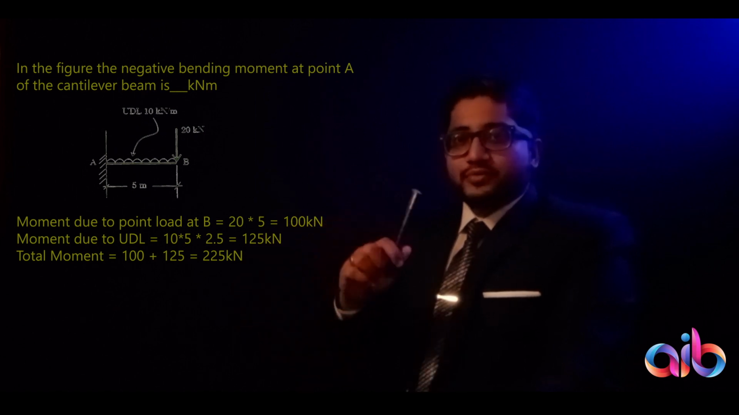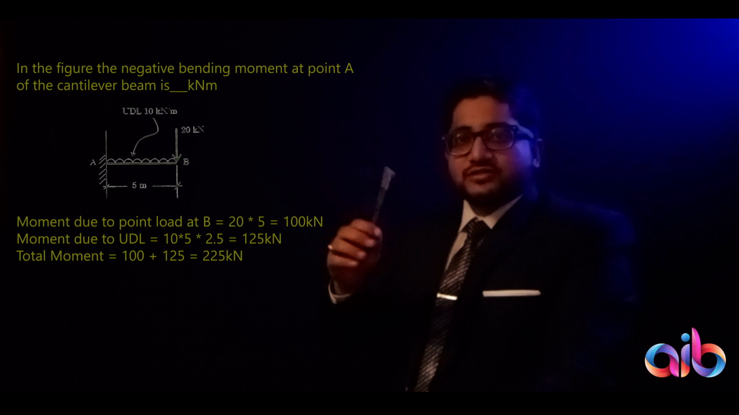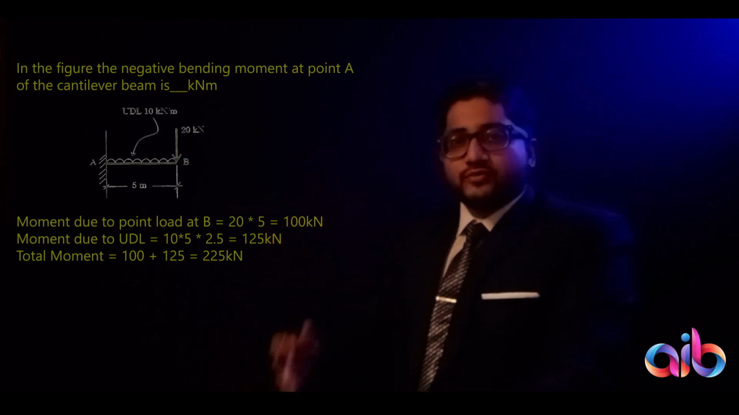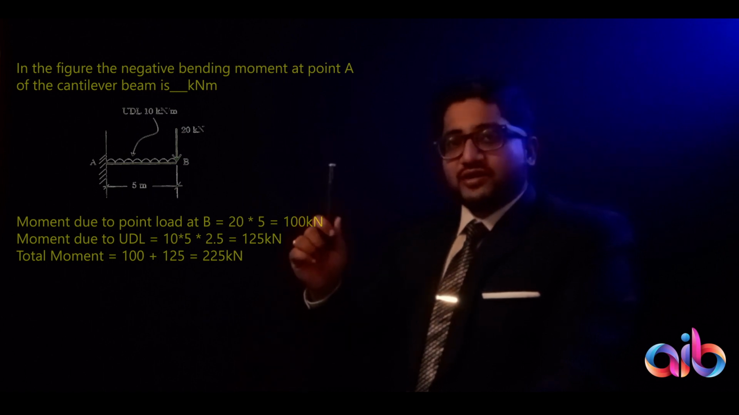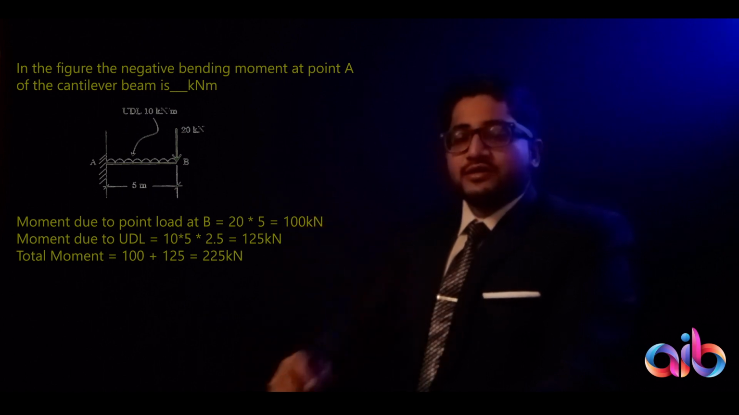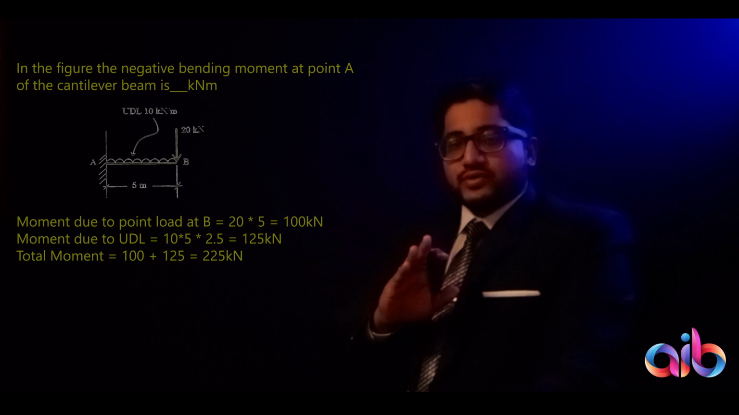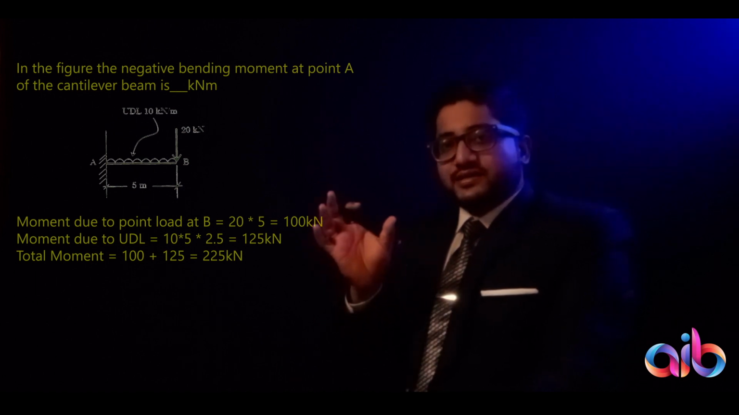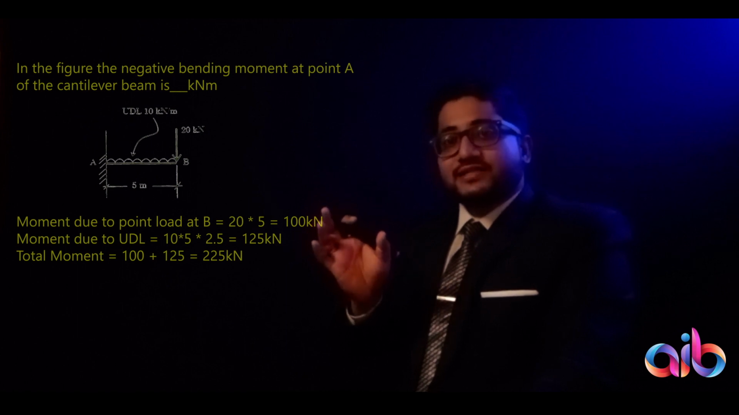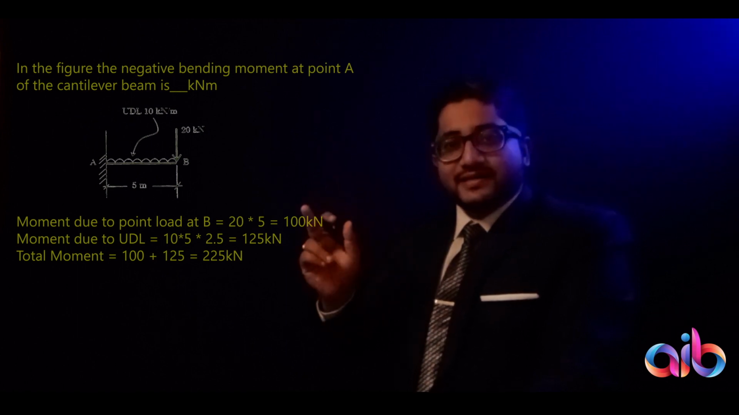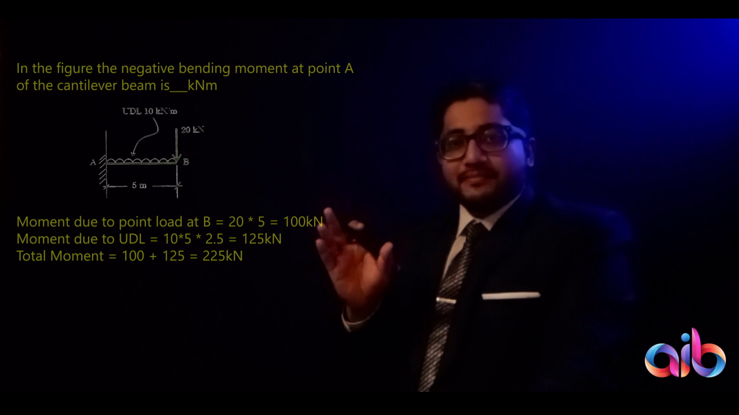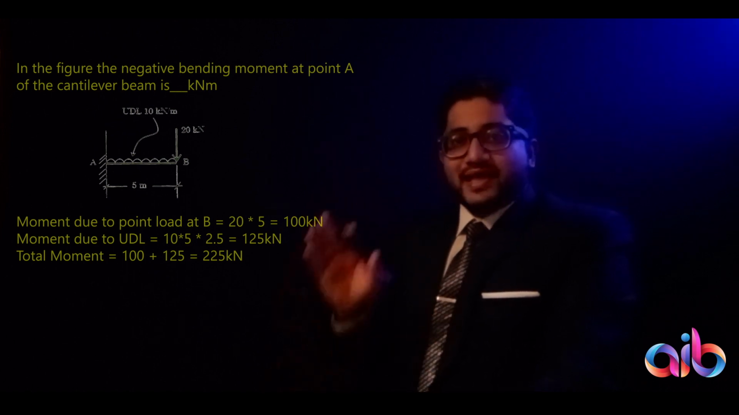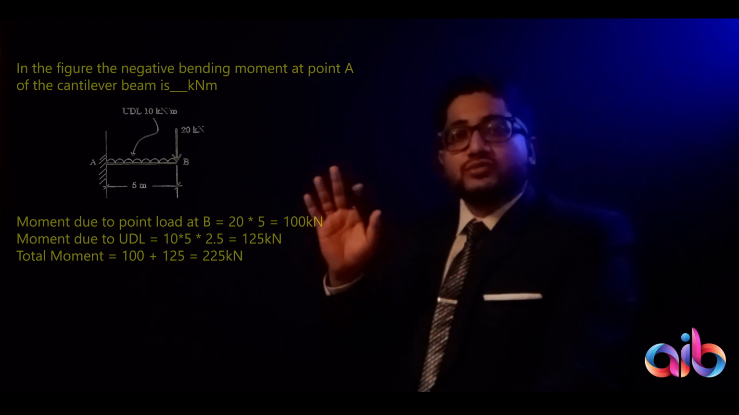So the moment imposed at the fixed end because of the loads on the free end and across the entire length of the beam would be, at the free end you have 20 into 5, which is 100, right? So 100 kilonewton meter of moment is being imposed, plus the uniformly distributed load is 10 kilonewton per meter of the beam. The beam is 5 meters, so total load is 10 into 5, 50 kilonewton.